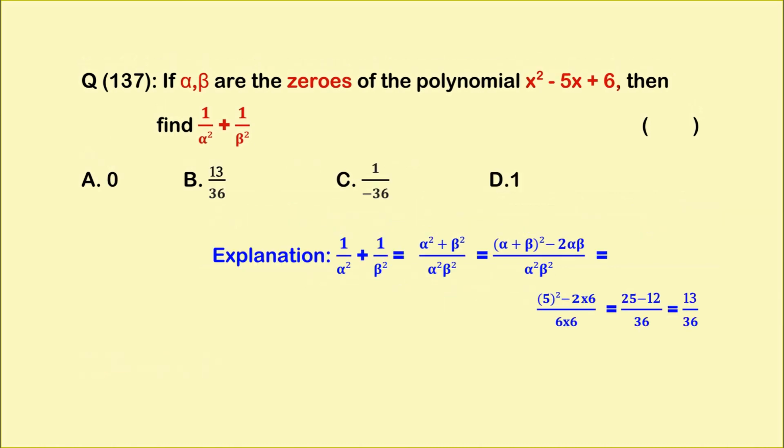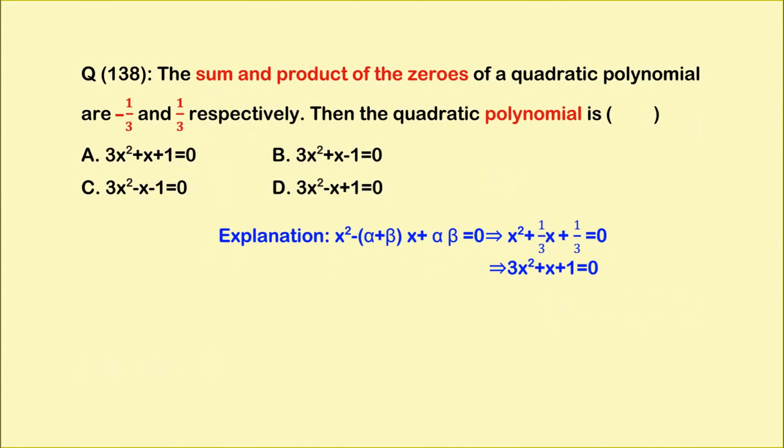Question number 137. If alpha and beta are the zeros of the polynomial x square minus 5x plus 6, then find 1 by alpha square plus 1 by beta square. As in the previous question, if you substitute the values alpha plus beta is 5 and alpha into beta is 6 in the given expression, we will get 25 minus 12 by 36, that is equal to 13 by 36. So 13 by 36 is the right answer. So the right answer is B. Question number 138.